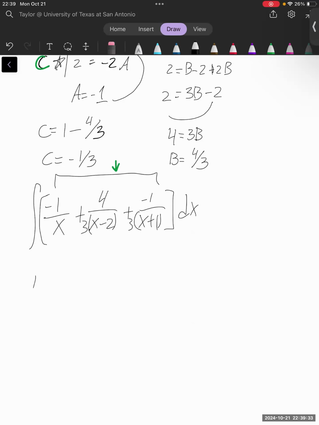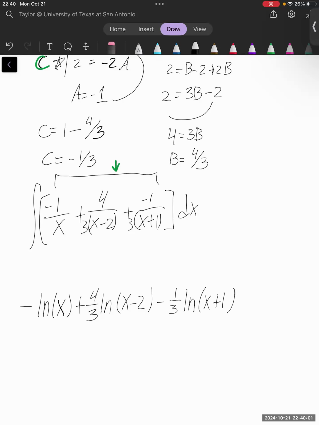So then we get the integral, negative ln x plus 4/3 ln x minus 2 minus 1/3 ln x plus 1 plus c.